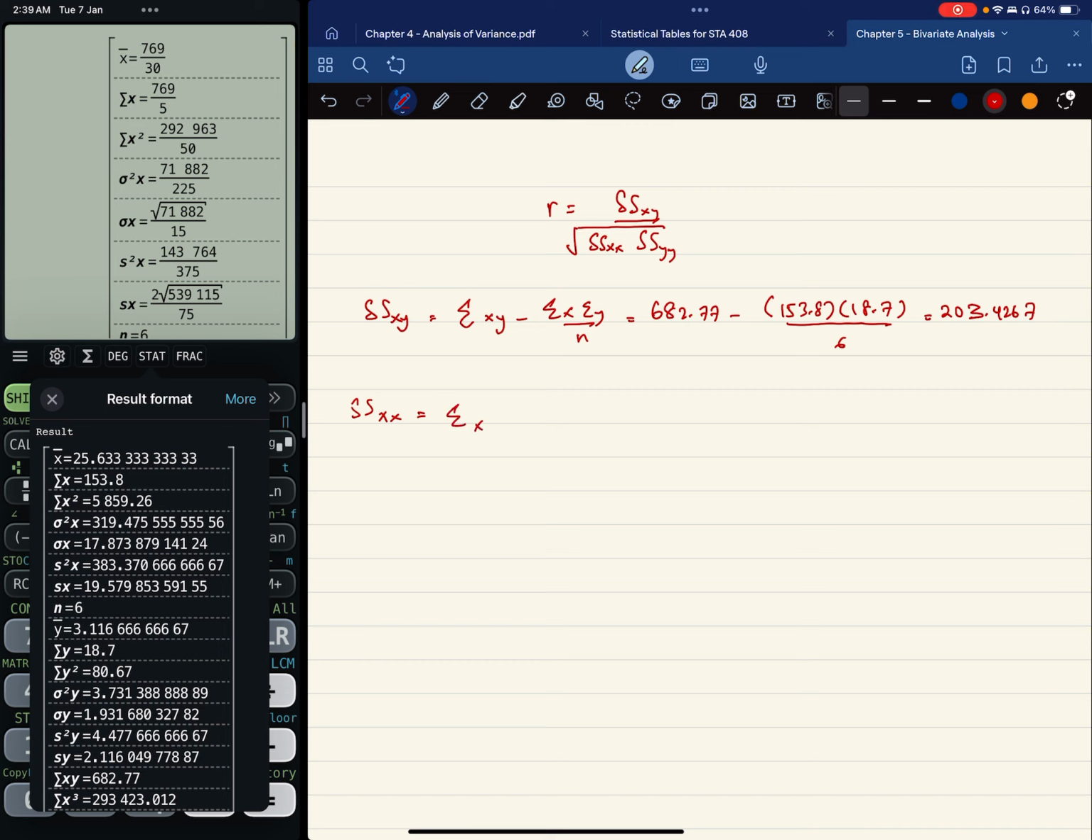SSXX is summation of x squared minus summation of x, squared, over n. So 5859.26 minus 153.8 squared over 6, and you will get this value.